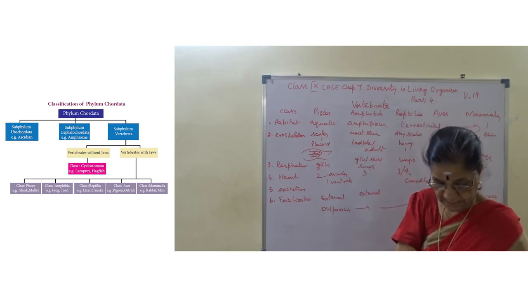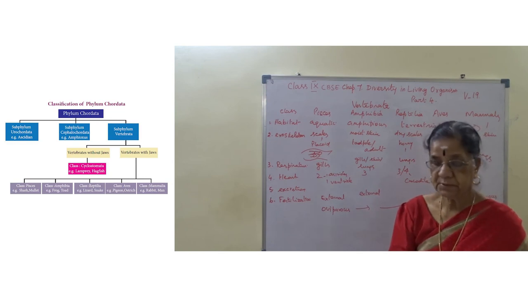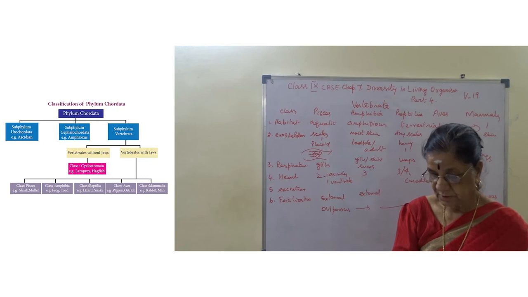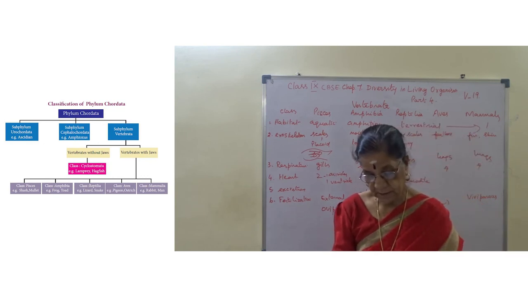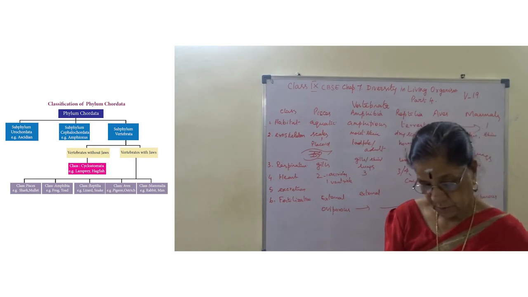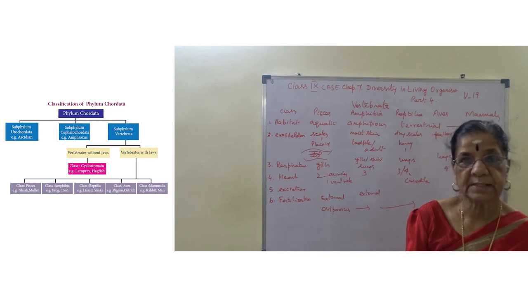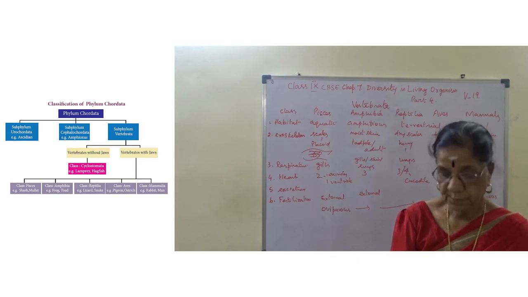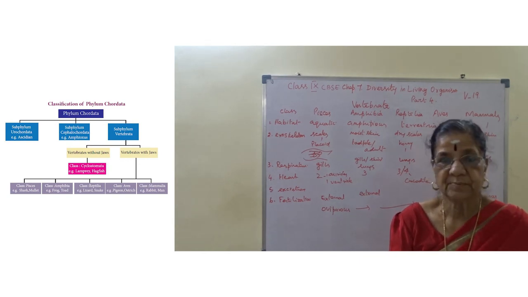The comparative study is not in our book, but you may know it. Maybe understand. Then the largest group of animals is phylum Arthropoda. They are characterized by the presence of jointed legs, bilateral symmetry, segmentation, and an open circulatory system.